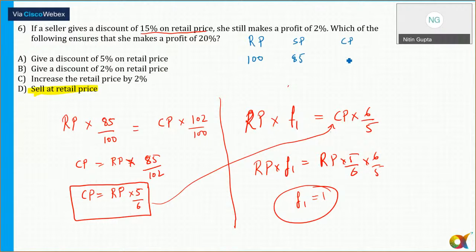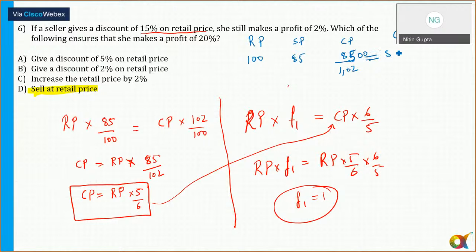That is equal to 85 upon 1.02. This is going to be my cost price, because cost price into profit of 2%, so 1.02, is equal to selling price. So cost price is equal to selling price upon 1.02. So 85 upon 1.02, or 8500 upon 102.